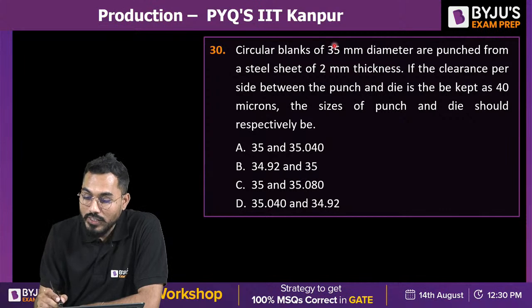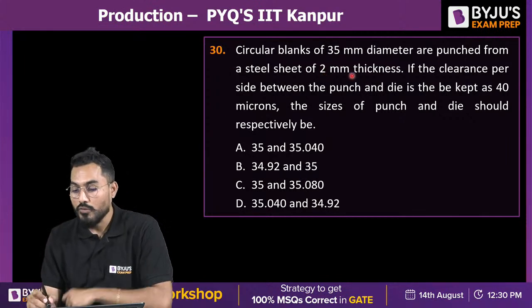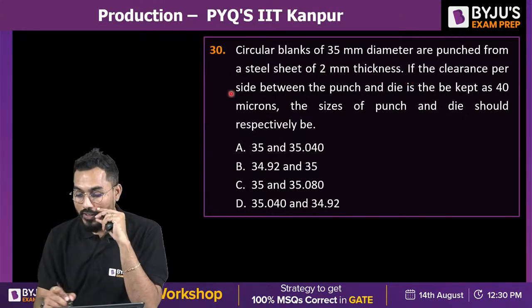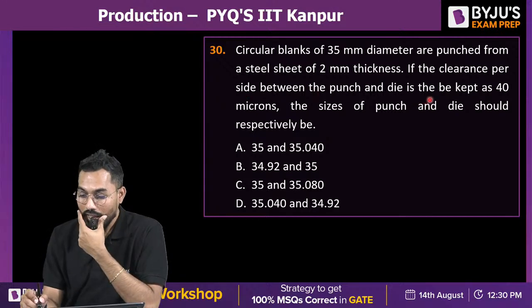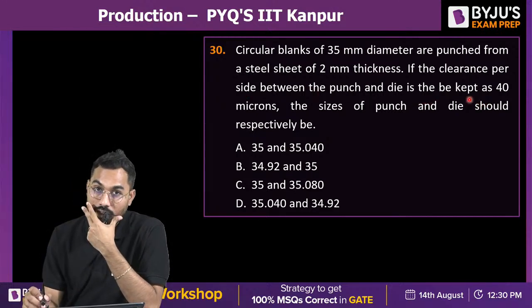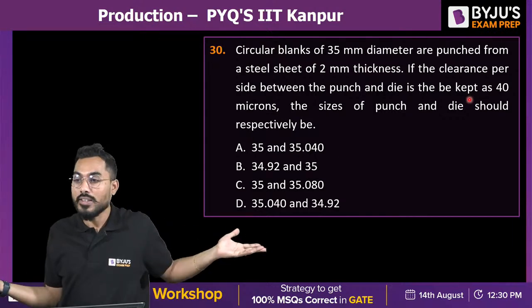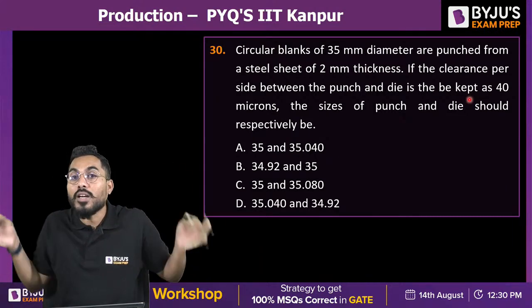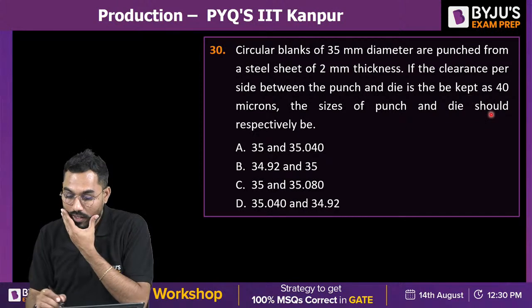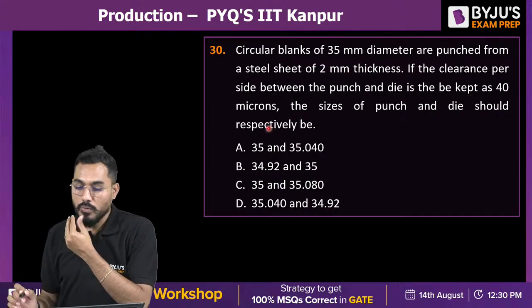Circular blanks of 30 mm diameter are punched from a sheet of 2 mm thickness. If the clearance per side between punch and die is kept as 40 microns, clearance per side is nothing but radial clearance, that is 40 micrometer, right? The sizes of the punch and the die should be respectively?